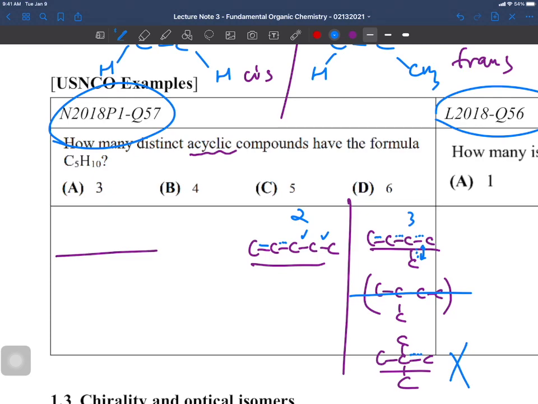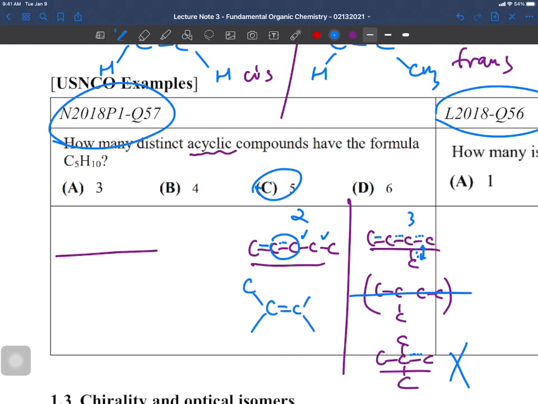And then it seems like we should choose C, right? But this is the national question, right? So we may need to further think about any stereoisomers. Is there any structure with stereoisomers? Which one? You mean when the double bond is here, right? 2-pentene. So let's try it.